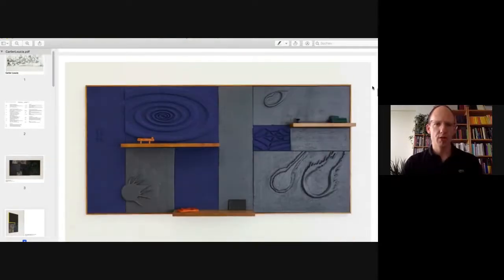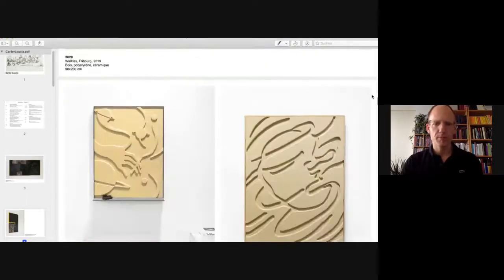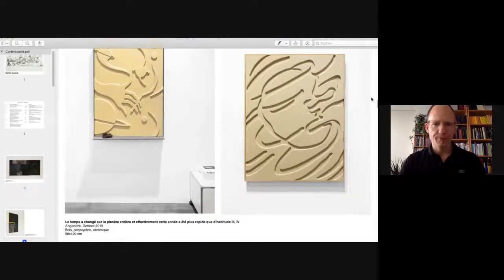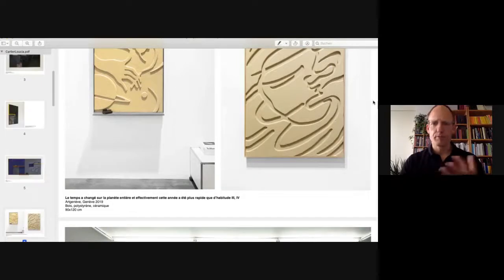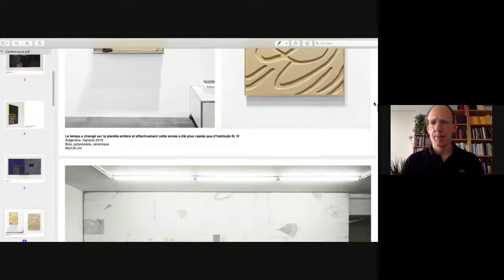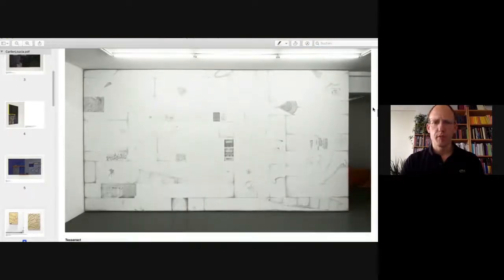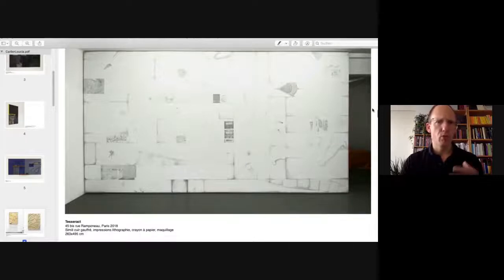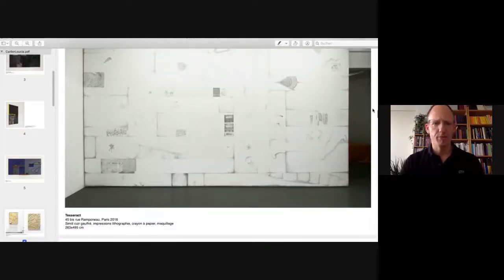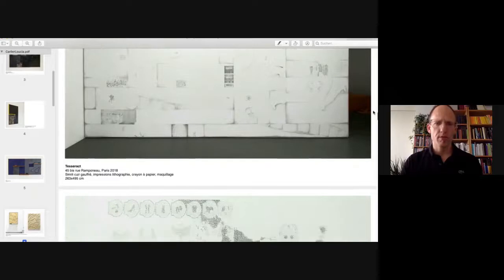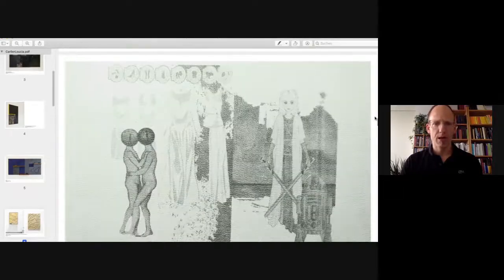But all these works that she shows here, they are hung on the wall. And so it goes on. It's a very, I would say, down to earth portfolio. Very convenient to screen and to scan. You get a good impression of what her work is all about.